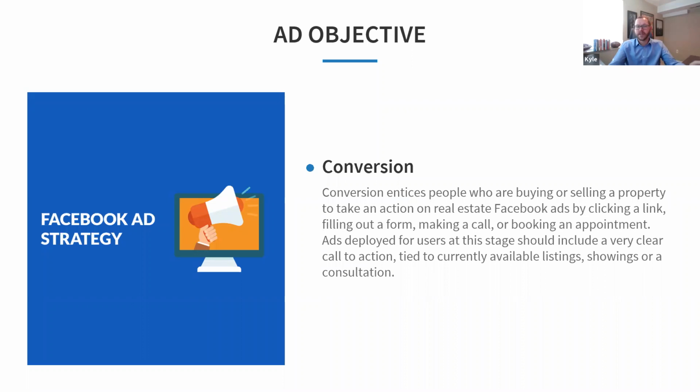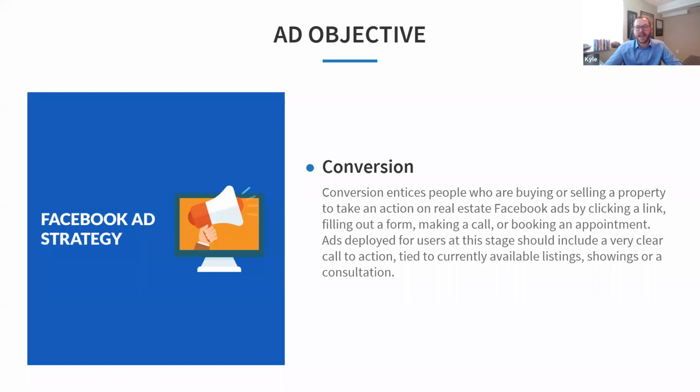So conversion is the third ad objective that we talked about, and this entices people to take action, and this is by clicking a link, filling out a form, making a call, watching a video. Active buyers and sellers in the conversion stage typically have a short-term goal of making a decision. So they know something's on the horizon, they've planned this out, and ads deployed for these users at this stage of the buying cycle should include a very clear call to action. So call now, sign up now, take a look, those calls to action.